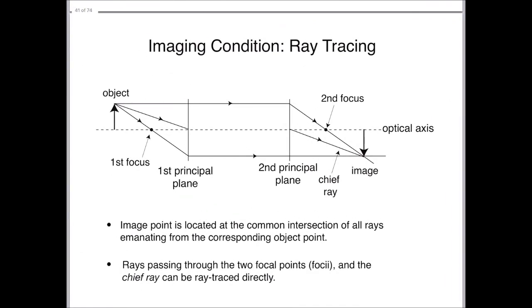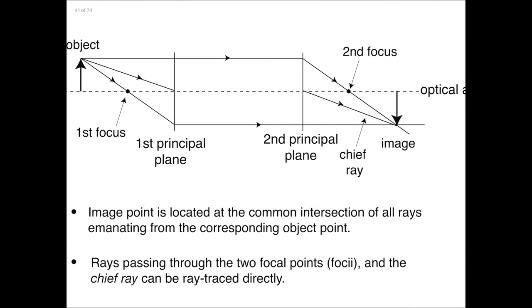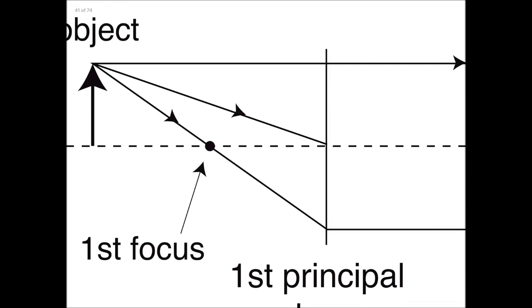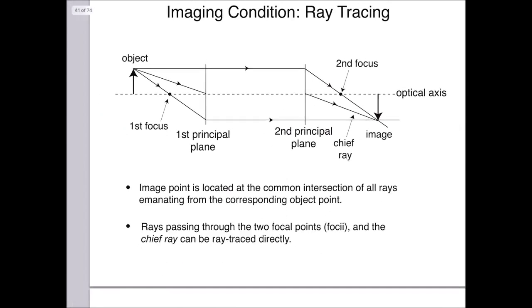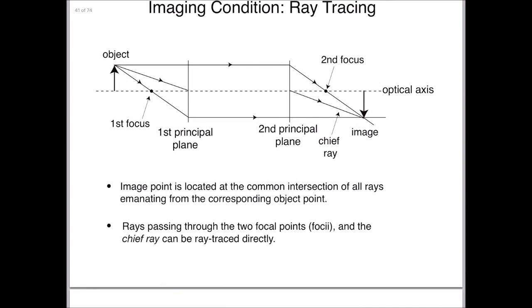So the image point is located at the common intersection of all rays emanating from the corresponding object point. That's already drawn above. And rays passing through the two focal points. So let's see, the third ray over here from the top which passes through the first focus, and the first ray over here, which passes through the second focus, are the chief rays that can be directly ray traced through the system.